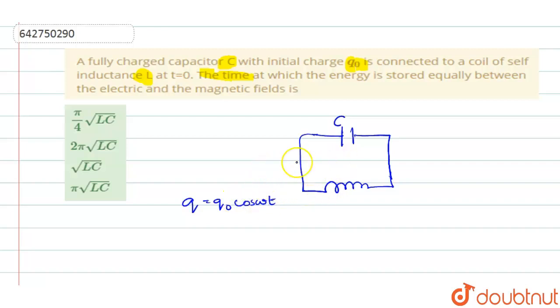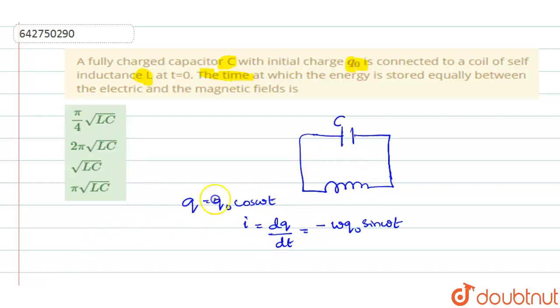As time goes on increasing, obviously the charge goes on decreasing with this rate, that is Q equals Q0 cos omega t. Now if charge is this much, what will be the current in the circuit? I will be equal to dq by dt. Differentiating with respect to t, you get minus omega Q0 sine omega t. So this is the current present in the circuit.